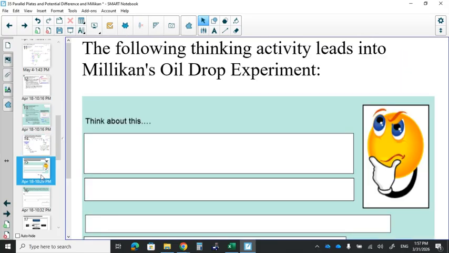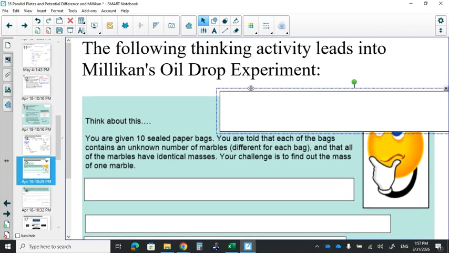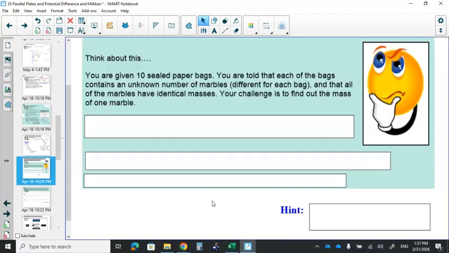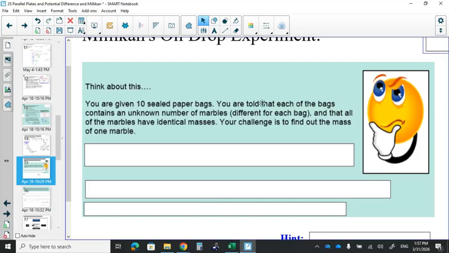And now the Millikan oil drop experiment. So I want you to think through a little activity here. So press pause, and oh boy, look at this thing here.